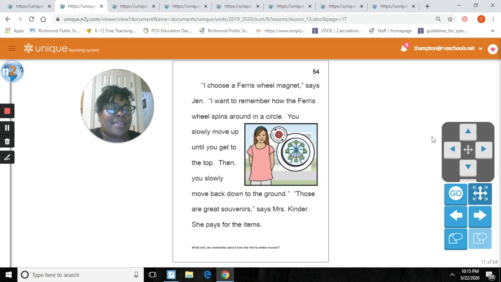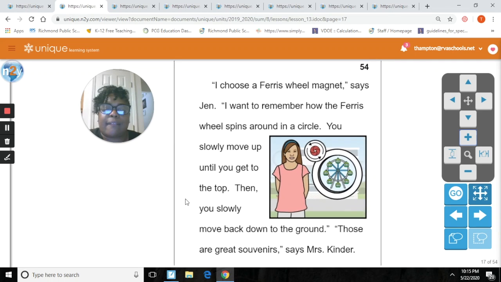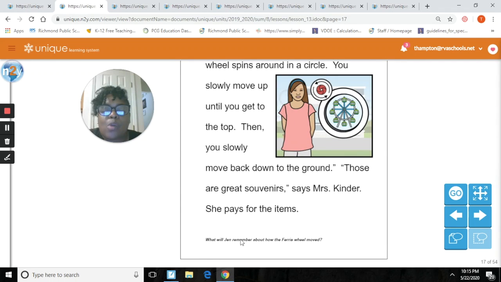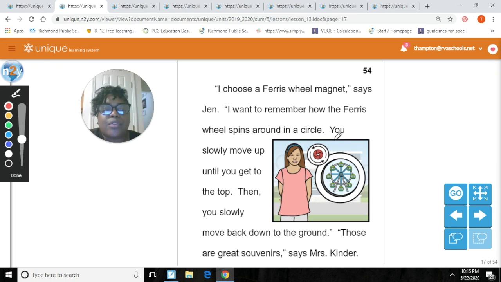Okay, let's see what our focus question says. What would Jen remember about how the Ferris wheel moved? How did it move? Okay, how did it move? She says, you move slowly up, right? See, she's talking about the Ferris wheel. There it is. She said you move slowly up and then you move slowly back down to the ground. Okay?